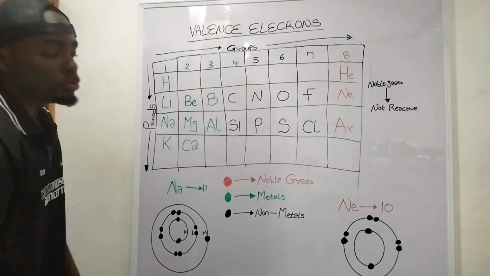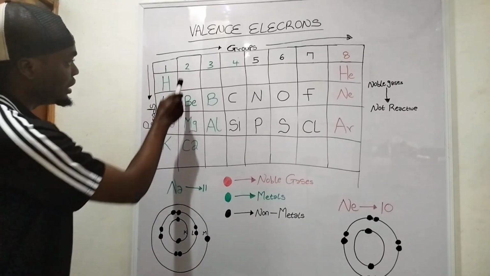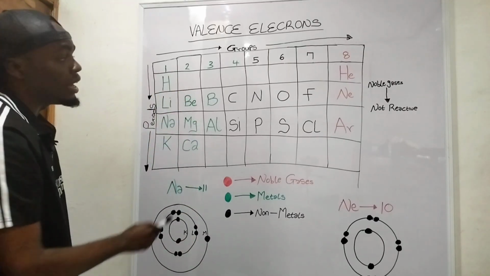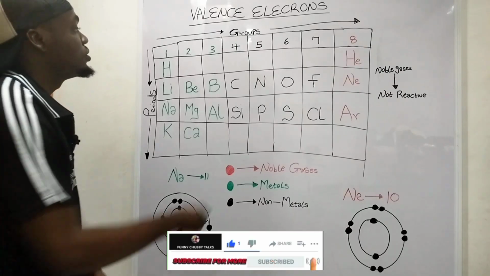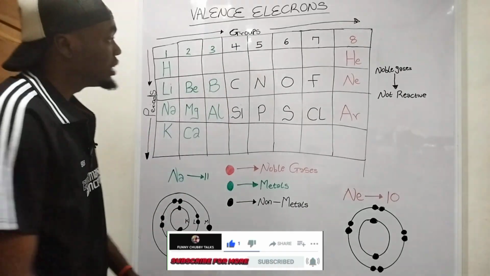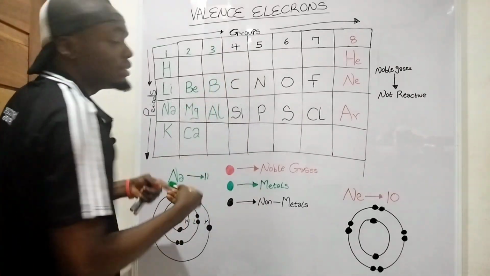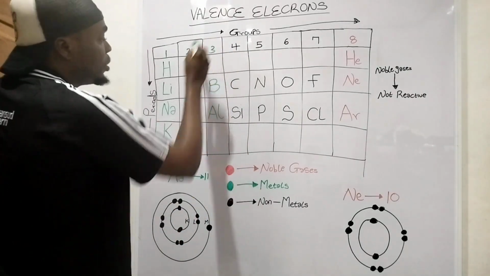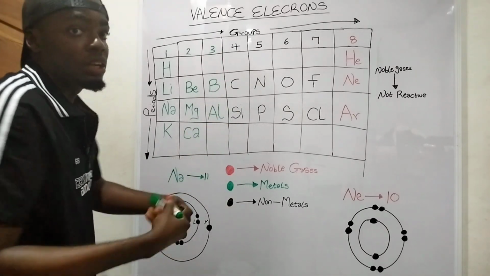Elements that belong to group 2 are called the alkaline earth metals. They have 2 electrons in the outermost shell, and that gives them a valence electron count of 2. Now, elements that belong to group 3 are called the transition metals. To get their valence electrons, since they belong to group 3, that means they have 3 electrons in their outermost shell, which is the valence shell.